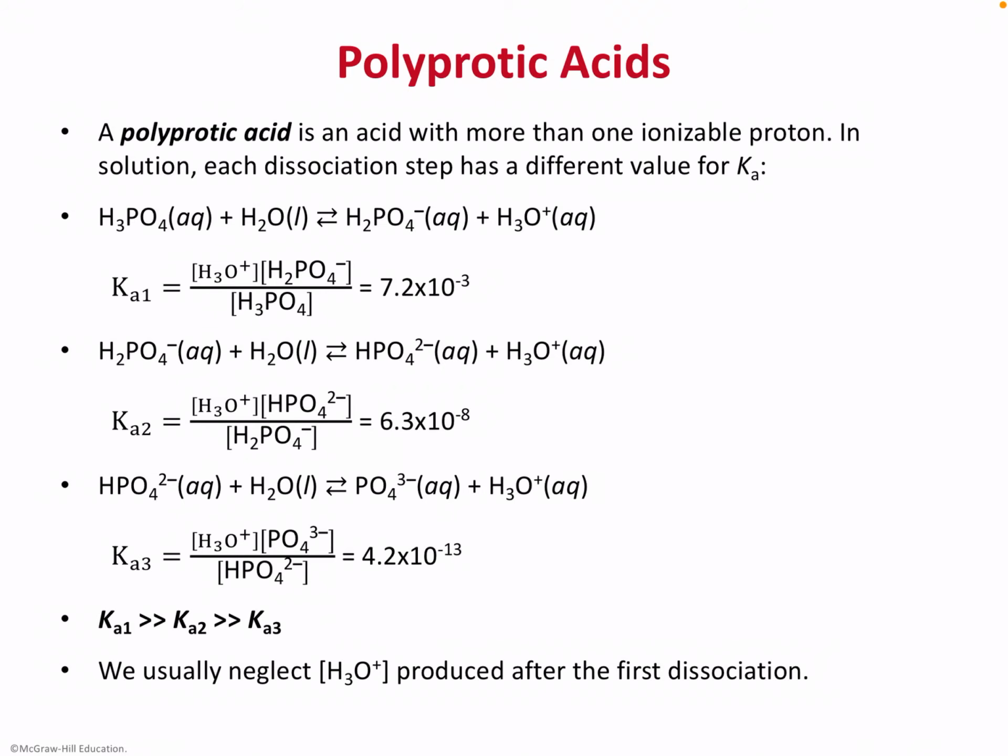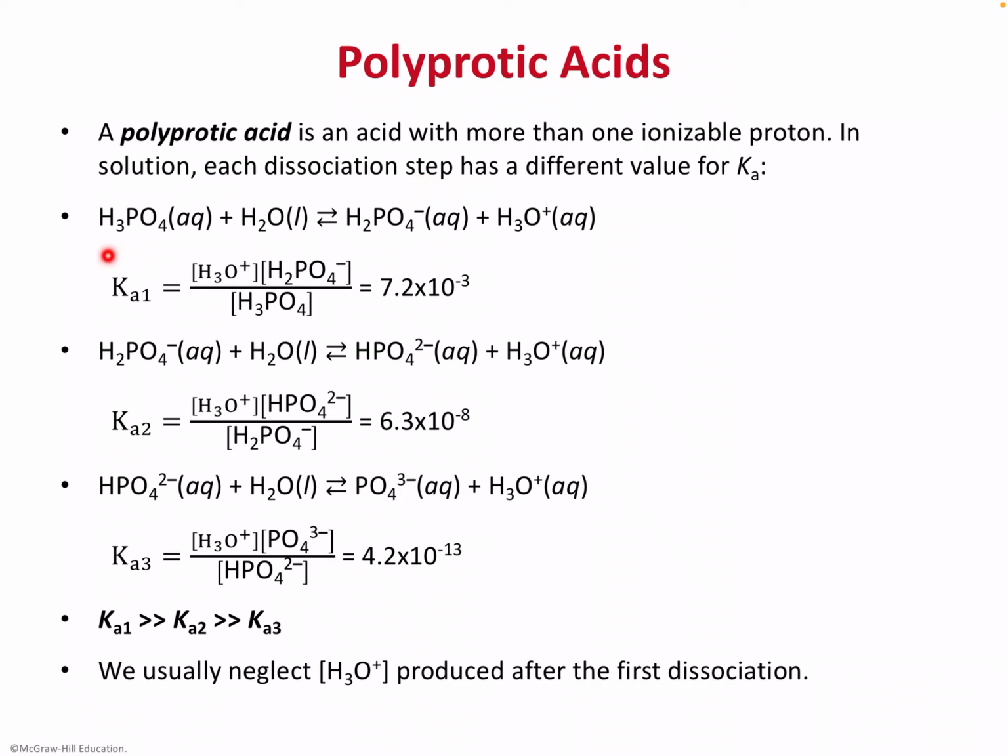Hi everyone, in the last session we talked about how to calculate the hydronium ion concentration or the Ka for a weak acid. Now here we're going to talk about polyprotic acids, meaning acids with more than one ionizable proton in solution. Each dissociation step has a different value for Ka.